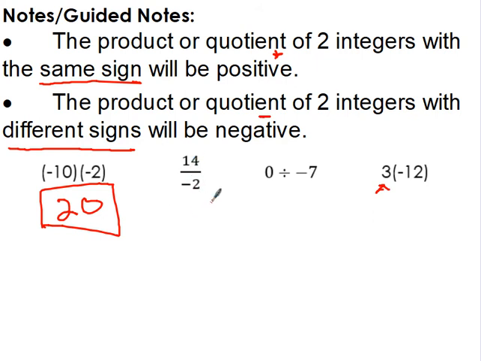So 14 divided by negative 2. I'm going to divide like normal. Whenever we multiply or divide numbers with positive and negative numbers, we always divide like normal. So 14 divided by 2 is 7. I've done the math. Now it's more of a matter of whether my answer is positive or negative. Well, I have a positive divided by a negative. I have different signs, so my answer is negative. So it's negative 7.